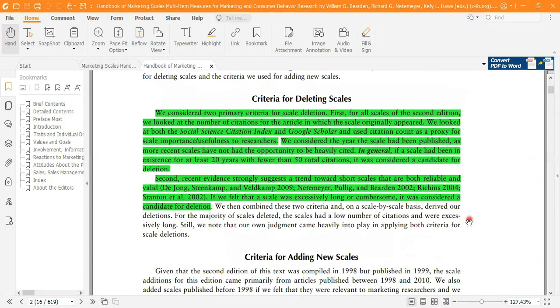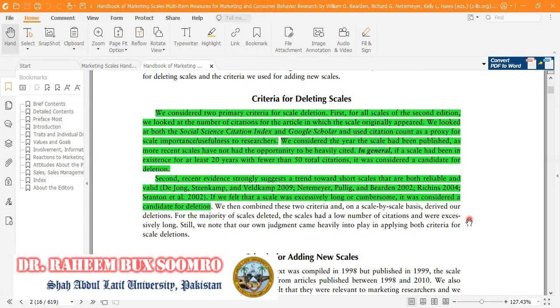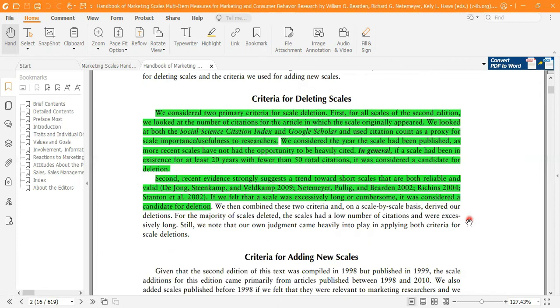So first of all, the criteria are about deleting. Why were some of the scales deleted? The first reason was their citations. Their citation was very low. So those scales whose citation is very low have been deleted, or have not been considered for publication in this book. The sources of citations were the Social Sciences Citation Index and Google Scholar. The second reason was that those questionnaires or scales which are very long have not been considered for publication in this book.